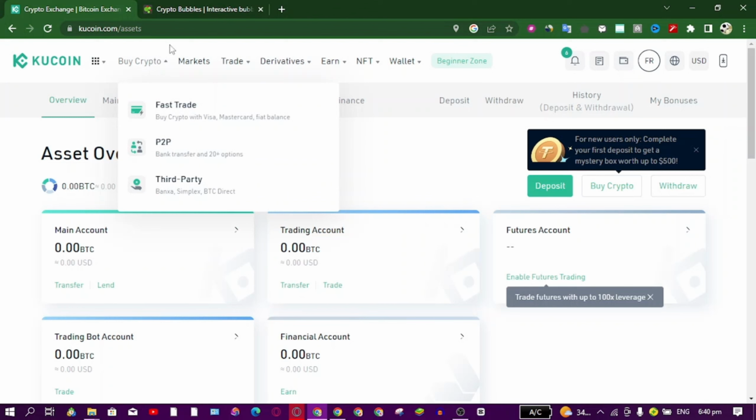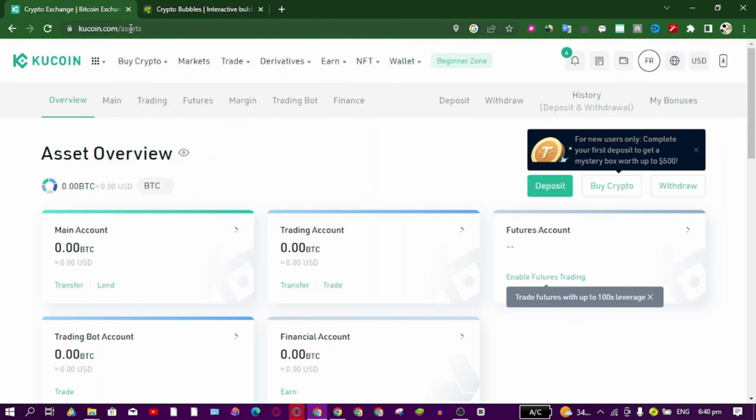Log into your KuCoin app. I will leave the link in my description.